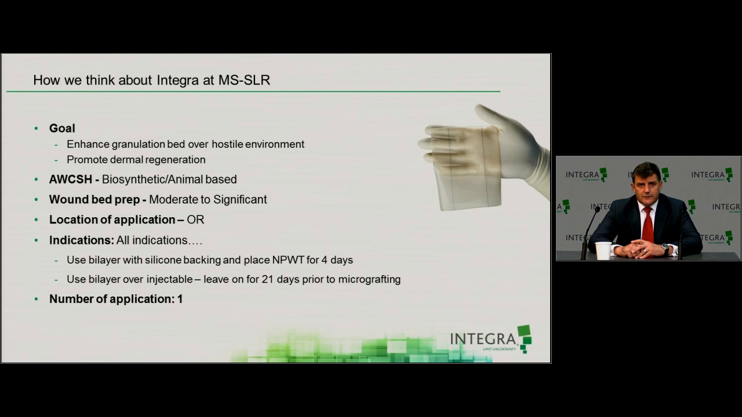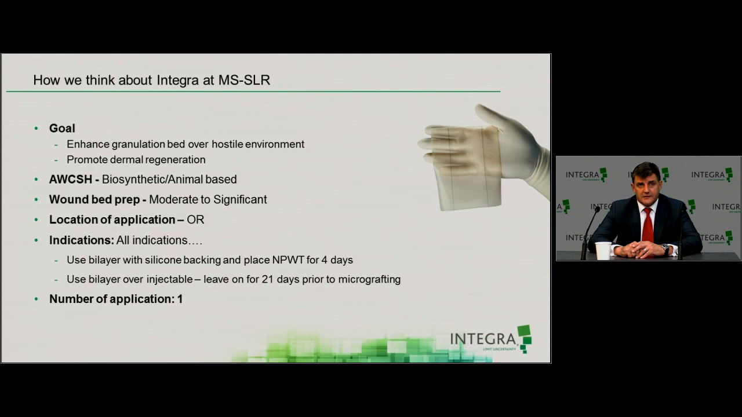The indications are relatively significant for us and wide-ranging. We use the bilayer with silicone backing under negative pressure wound therapy for a minimum of 4 days in most of our patients. And then for deep punctate wounds, we also will use an injectable. We find the injectable to be very good at filling space, and we leave that on for 21 days prior to micrografting.